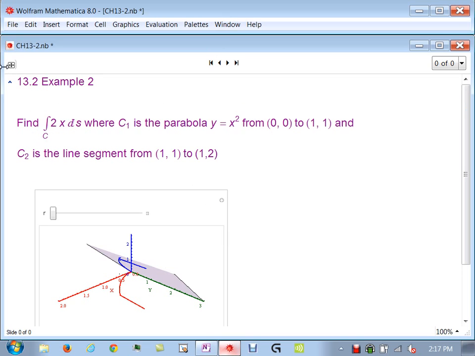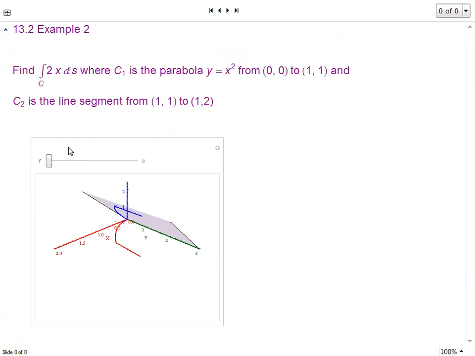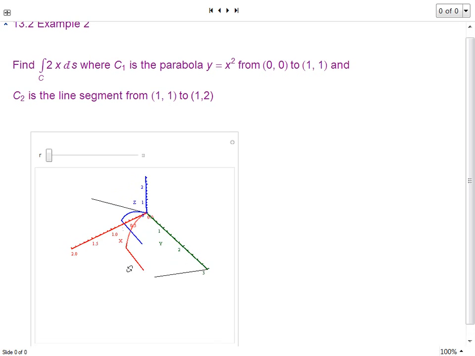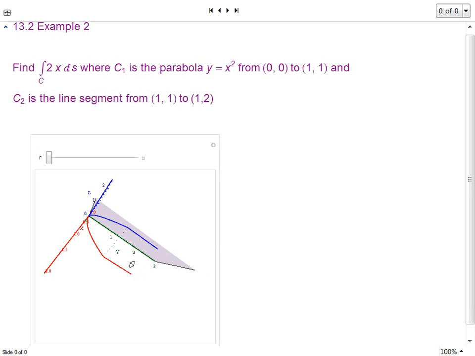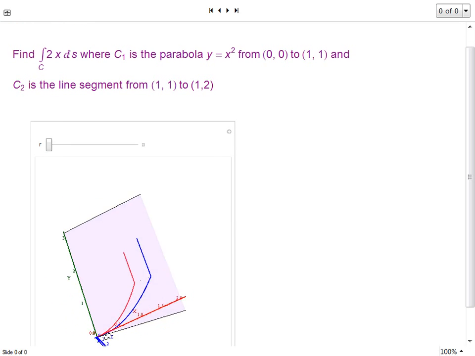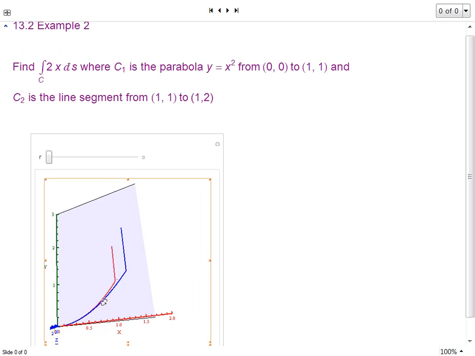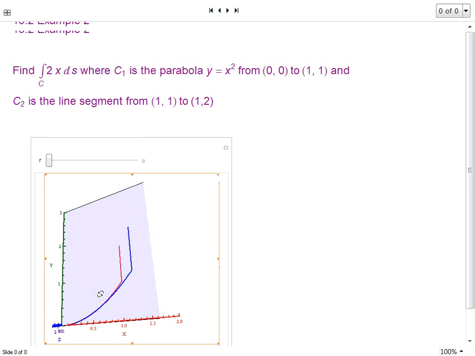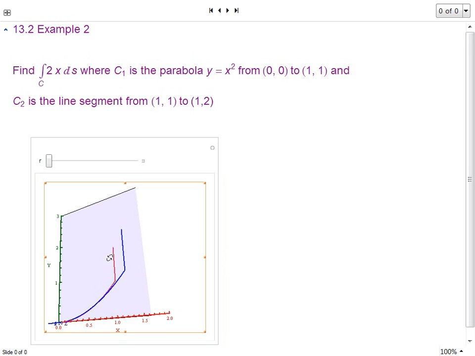So in this example, find the line integral over C of 2x ds, where C1 is the parabola y equals x squared from (0,0) to (1,1), and C2 is the line segment from (1,1) to (1,2). So I have it here. You can kind of see it. Maybe I need to spin it. Here we go. So that's my parabola, and then I have a line segment.